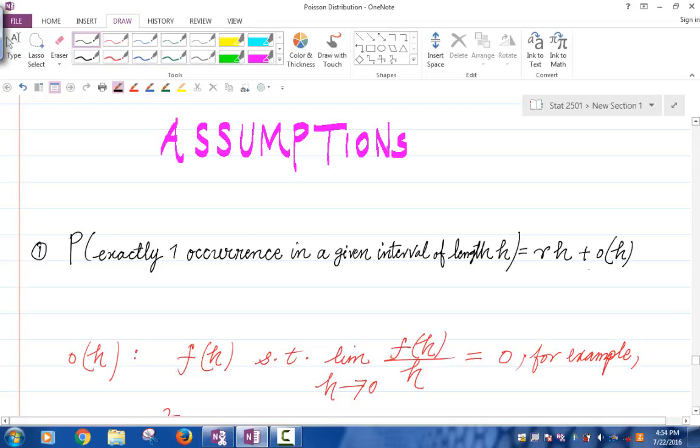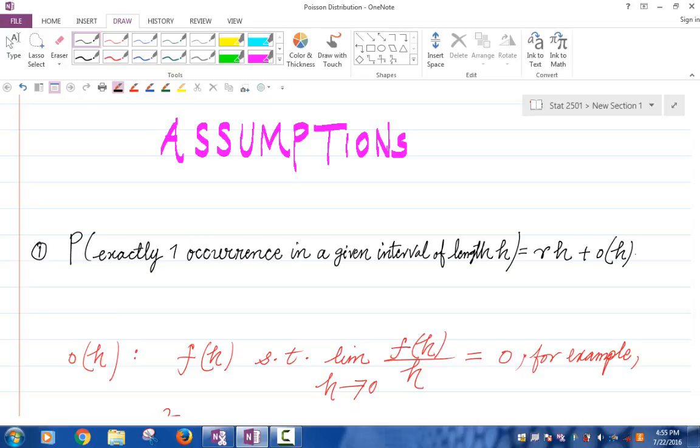For now, let me say that little o of h is a negligible amount. So if I ignore little o of h on the right hand side, then what number one is saying is that the probability of obtaining exactly one occurrence in a given interval of length h is proportional to the length h, and the constant of proportionality is r, the rate of X.